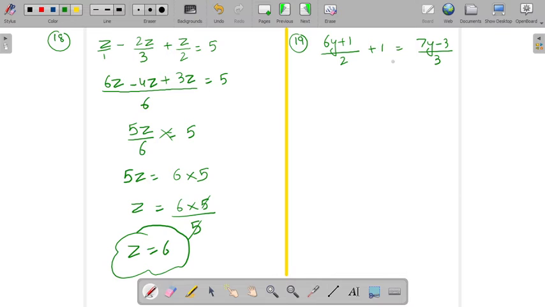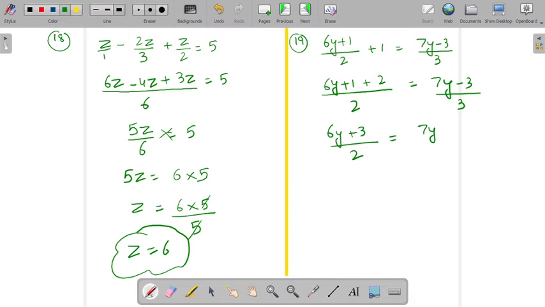Come to the 19th question. This is a little bit different than the previous two questions. So first thing, we will solve it here itself by taking its LCM. So in that case, it will be easy for you to get the answer by solving it by taking its LCM. Okay, now you will solve it further. 1 plus 2, that is 3 upon 2, 6y plus 3 upon 2 and 7y minus 3 upon 3.